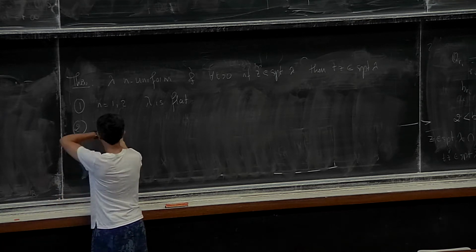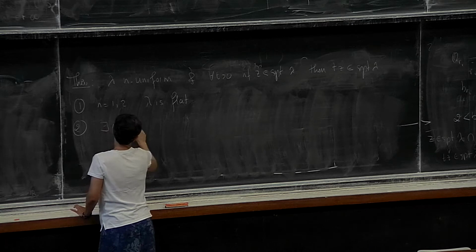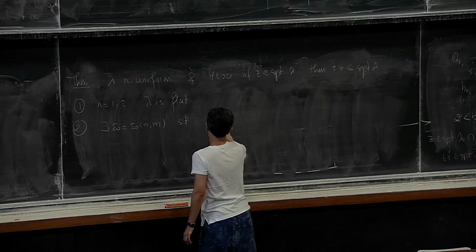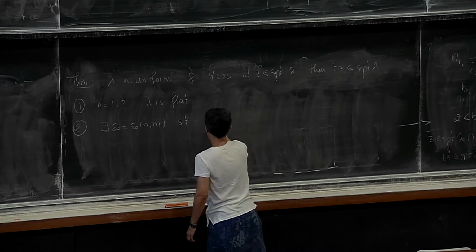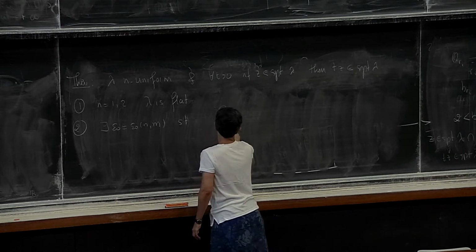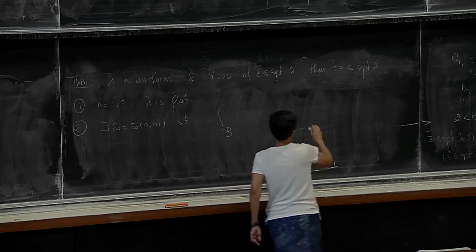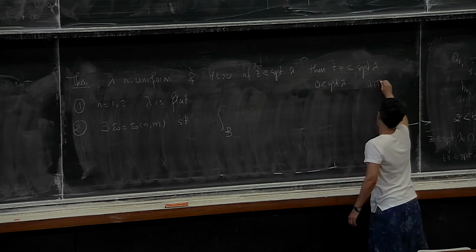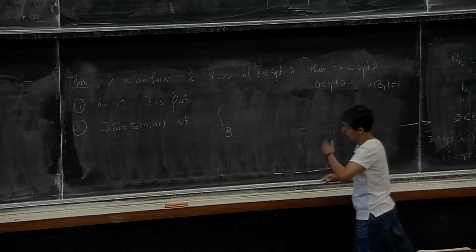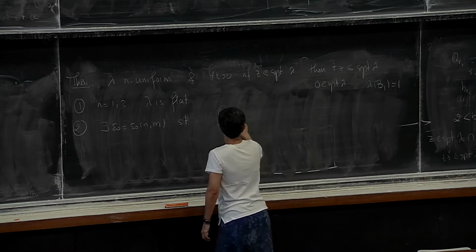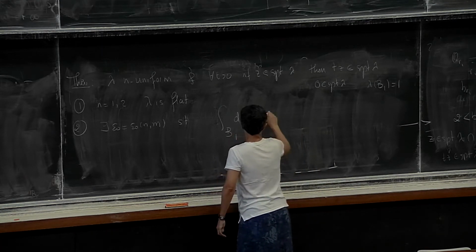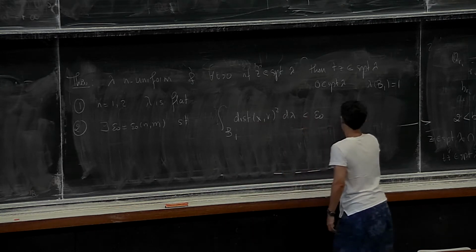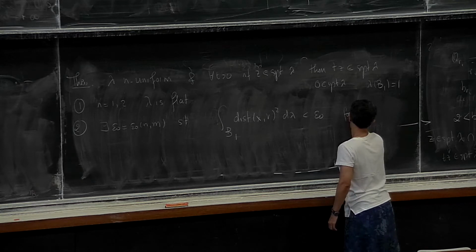I'm going to do 2. There exists an epsilon 0, depending on n and m, such that if, let's assume 0 belongs to the support of lambda, and let's assume that lambda of B1 is 1, it doesn't matter, I just need to fix it, the integral of distance of x to v squared d lambda is less than epsilon 0 for some v.